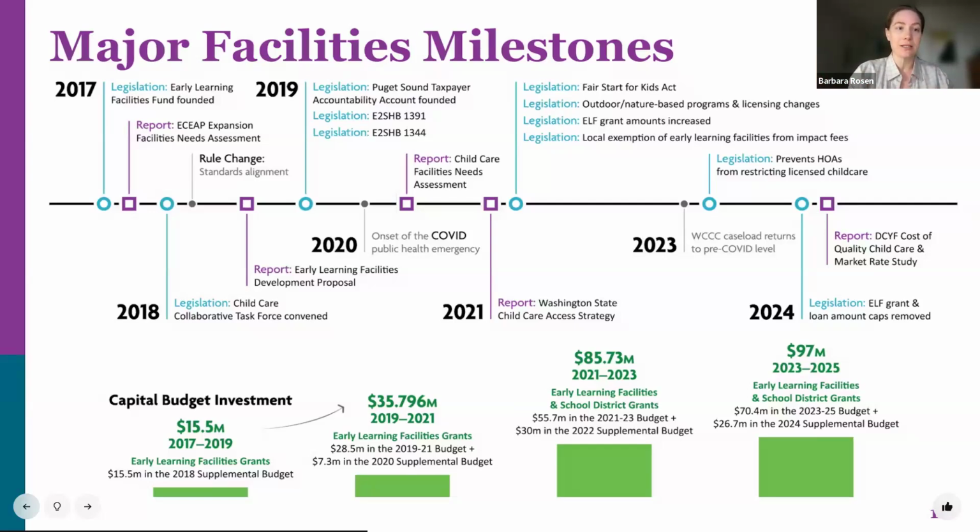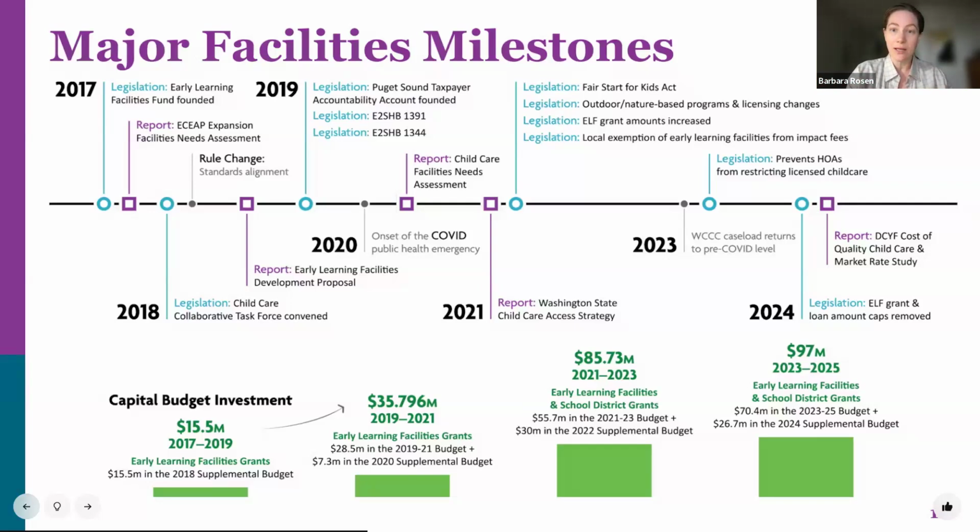Another key milestone is in 2018. The Child Care Collaborative Task Force was convened for the first time. And over the past few years, they've put out several reports that have provided recommendations to the legislature on both how to make childcare more accessible and more affordable, and have also looked at the facilities piece. One notable achievement throughout this time period was the Fair Starts for Kids Act, the $1 billion investment in childcare access and affordability.